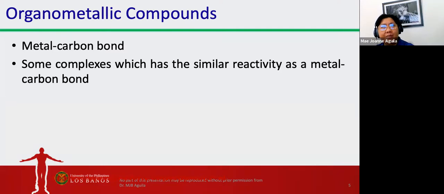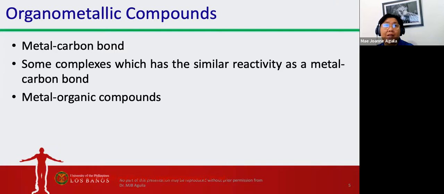And sometimes, so as not to be confused about the term organometallic, several chemists actually propose the use of the term metal organic compounds. So somewhat to encompass all the other types of ligands possible that behave in a similar way as a metal-carbon bond.